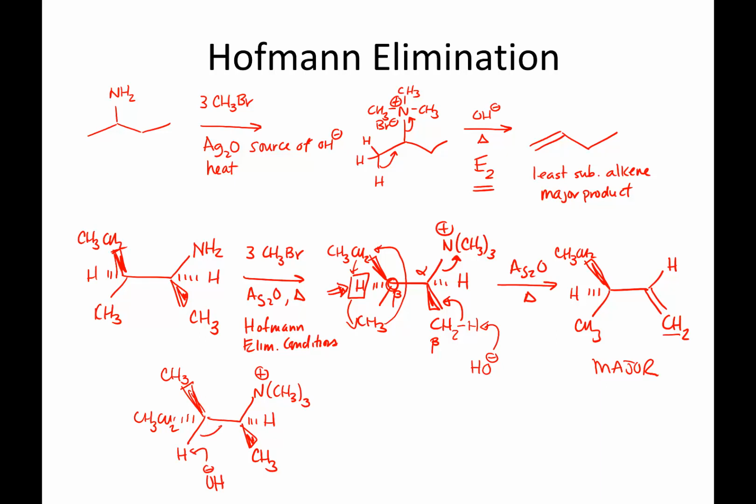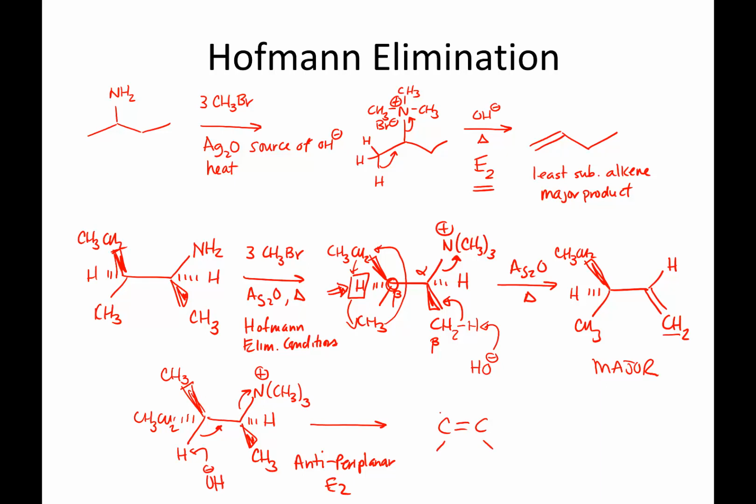So now I have the molecule oriented so that when the base, the hydroxide, comes in, grabs this hydrogen, the pair of electrons moves, and then the amine leaves, I now have it oriented in the anti-periplanar geometry required for the E2 mechanism. And so what that means is that the groups that are bold and the groups that are dashed will end up cis to each other.